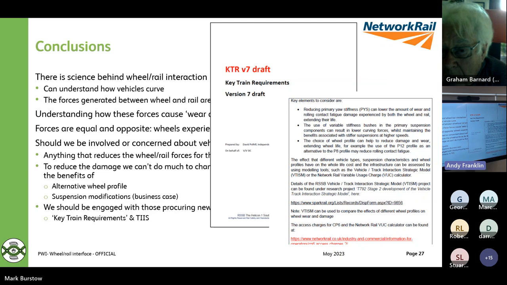I don't know. I think it probably would come back to something to do with kinematics, because a lot of it is non-intuitive. A lot of what happens with basic wheel set curving is non-intuitive.